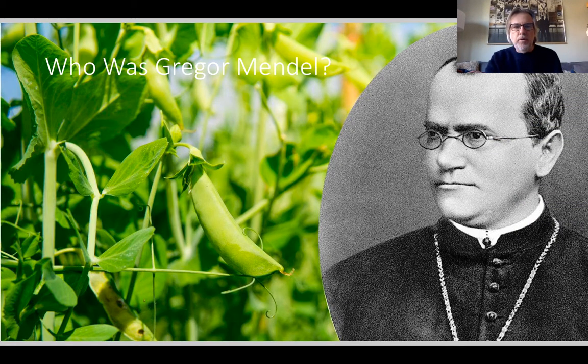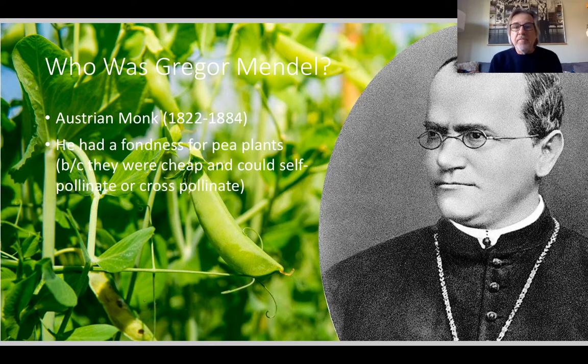Who was Gregor Mendel? Well, he was an Austrian monk who lived from 1822 to 1884, and he had a fondness for pea plants. And the reason he liked pea plants was because they were cheap, they were easy to obtain, and they could either self-pollinate or cross-pollinate. And so he wanted them as sort of a model experimental system. He knew what he was doing in a sense. He knew he was going to find something interesting scientifically. And this was a very easy system to work with.